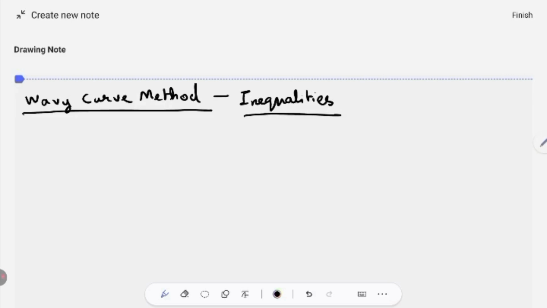Now how to proceed? I will give you an example and then we will solve it step by step. Let's take a simple inequality: (x minus 1) multiplied by (x plus 2) is less than 0. This is a very simple inequality. The first step in this process is to find critical points.